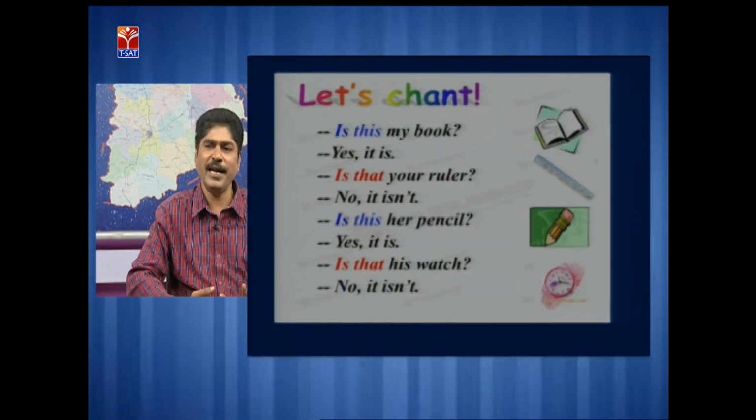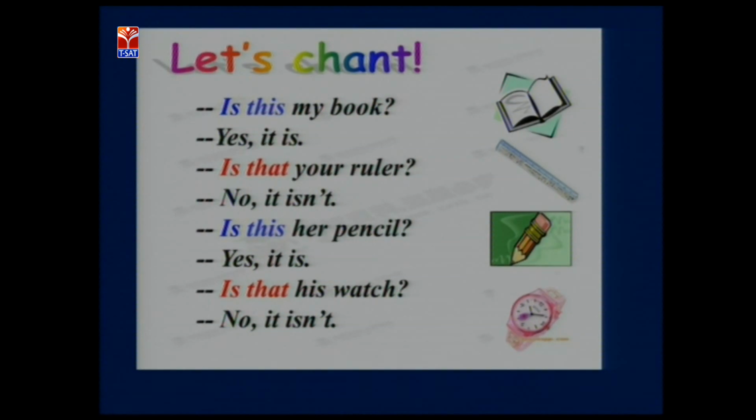In this way you teach English. Is this my book? Yes, it is. Is that your ruler? No, it isn't. Is this her pencil? In this way we give practice to our students and they learn English.